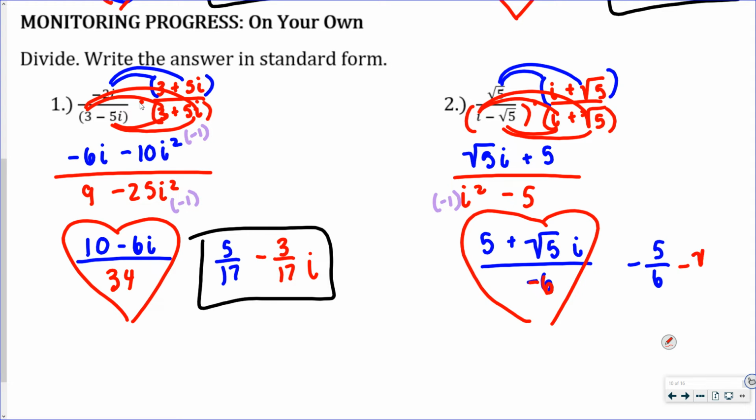Minus square root of 5/6, which is fine because there are no radicals in the denominator. Do you guys got it? I got that same answer. I got it too. When you multiply the square root of 5, I put the i before the square root. Does that matter?